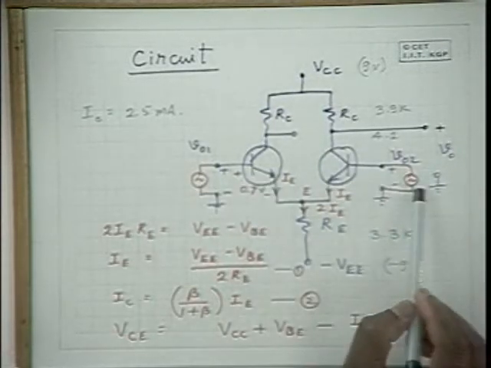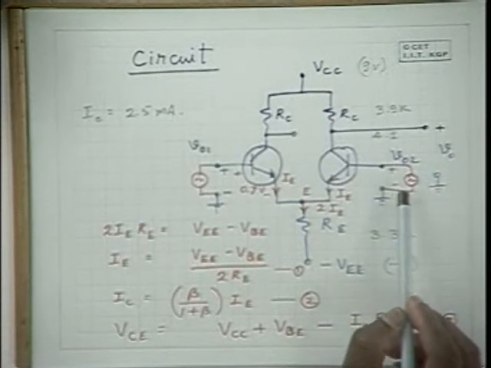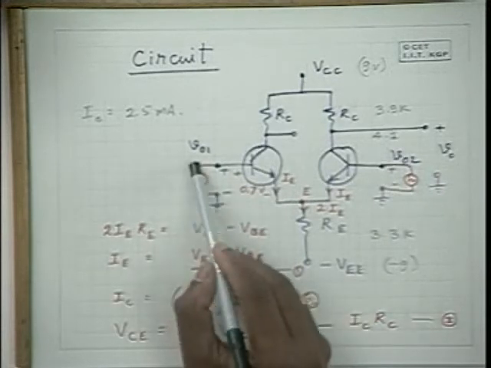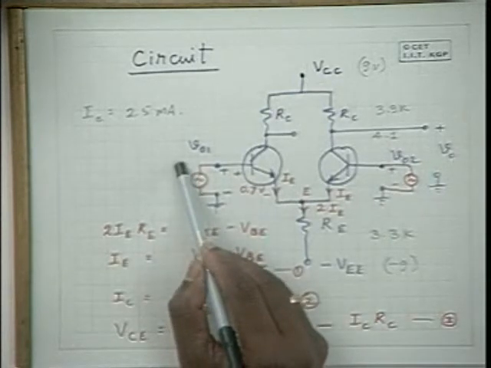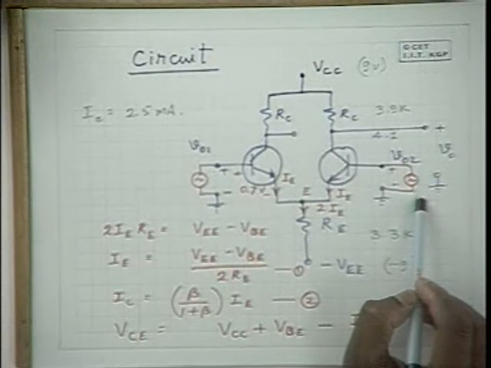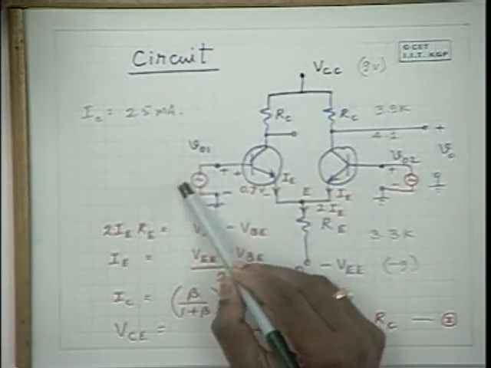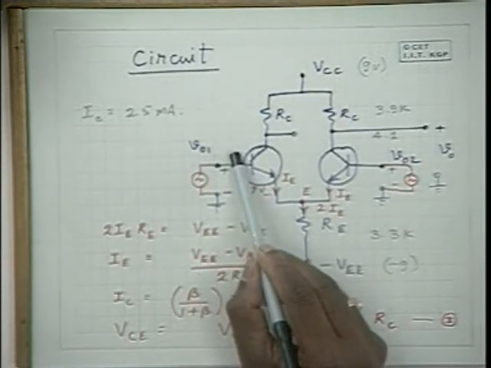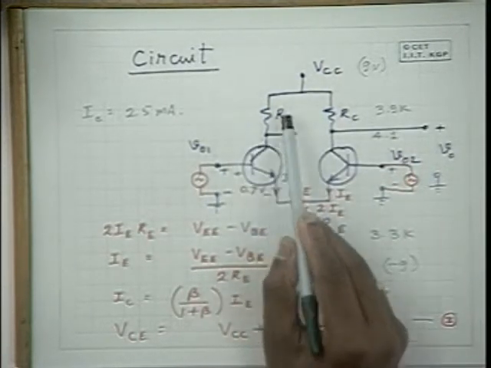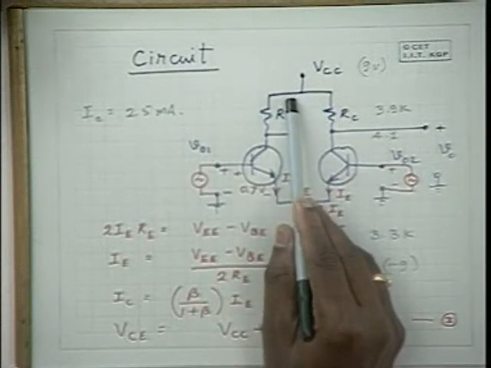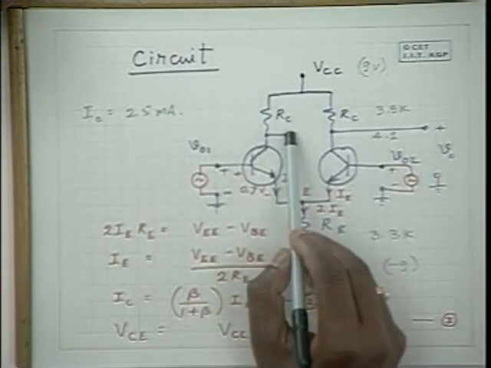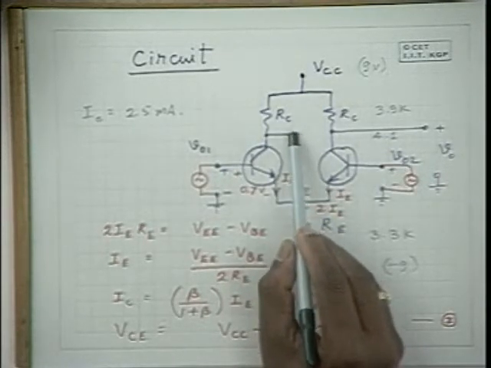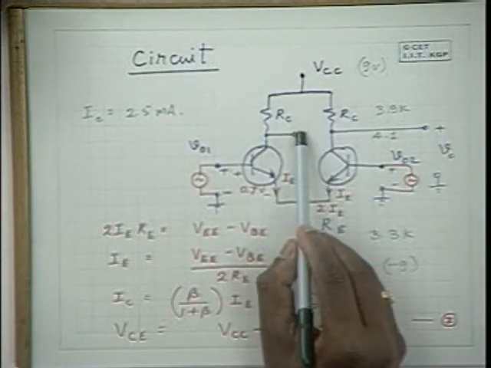Why are we considering this kind of input? To see that the common mode signal is 0. So we consider a small positive voltage here and small negative voltage here. Then because of a small positive voltage here, there is an increment in the base current, and there is an increased collector current, and as a result this potential drops.